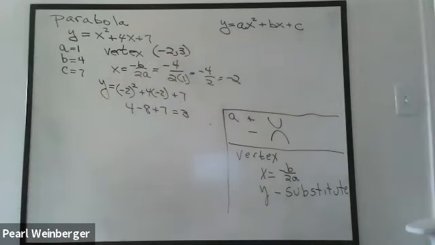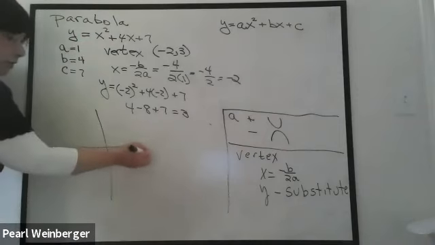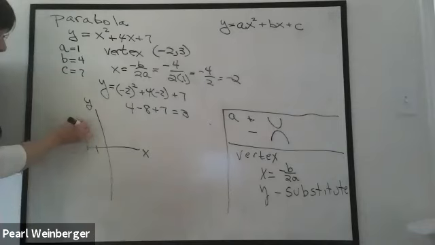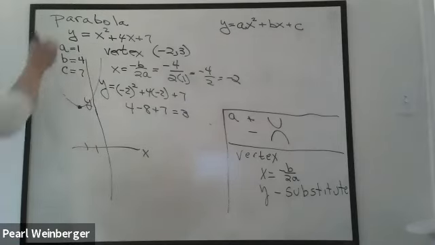So we found out 2 important facts. We found out that this is an opening up parabola because the A is positive, and we found out what the vertex is. If I were going to do a sketch of this, this is what I would do. I would go to the point negative 2, 3. So here's negative 2, positive 3, 1, 2, 3. And that is my vertex. And we know this opens up. So it looks something like this.